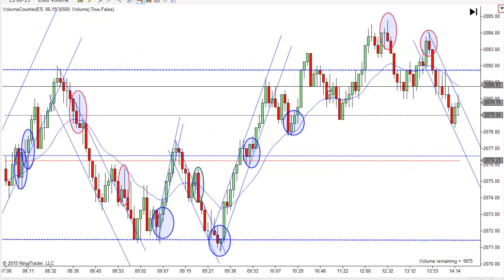And then it just gets kind of choppy looking, and we're making lower highs and lower lows, and there is a failed second entry long right there, but everything's still above the EMA. We did break through the high. There's not a very good short.